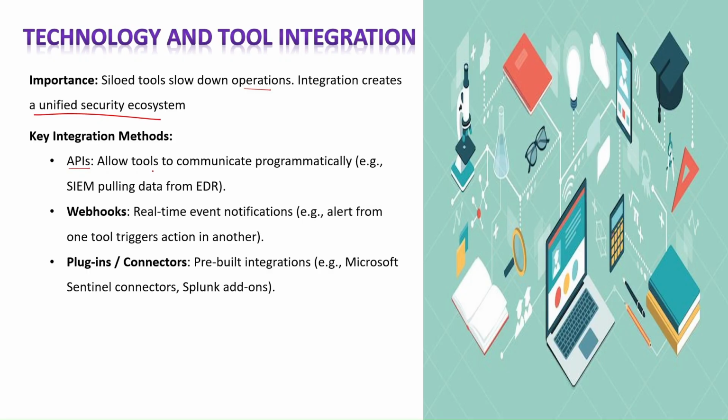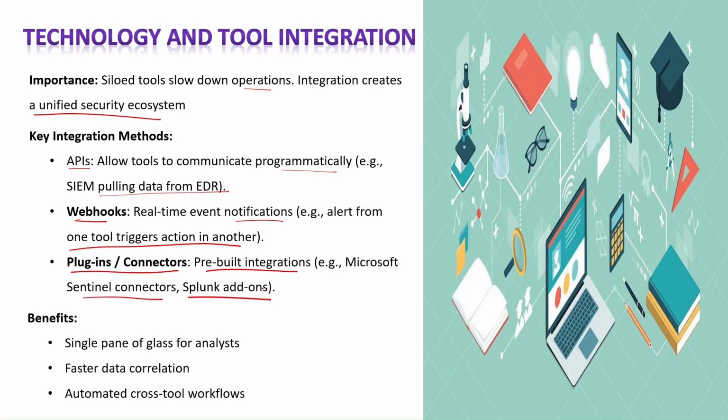APIs allow tools to communicate programmatically, that is SIEM pulling data from EDR. Webhooks provide real-time event notification, for example, alerts from one tool trigger action in another. Plugins and connectors are pre-built integrations, for example, Microsoft Sentinel connectors and Splunk add-ons. Benefits include a single pane of glass for analysts, faster data correlation, and automated cross-tool workflows.